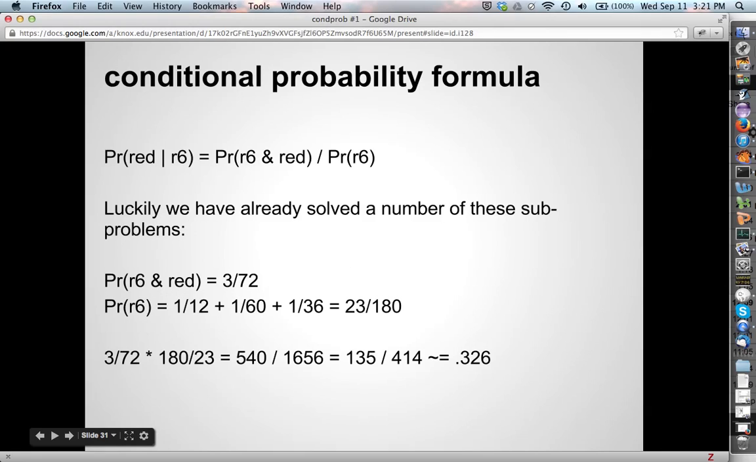So the probability that the die was red, given that we rolled a 6, is the same as the probability we rolled a 6 and the die was red, divided by the overall probability of rolling a 6. Luckily, we've already solved a number of these subproblems. We already know the probability of rolling a 6 and picking a red die is 1 in 24, 3 in 72. We already know the overall probability of rolling a 6 is 23 out of 180, and if we grab our calculators and crunch out some numbers, we get about 0.326.